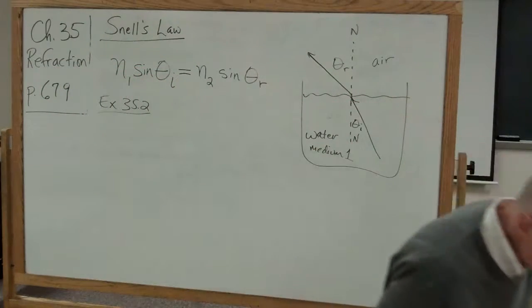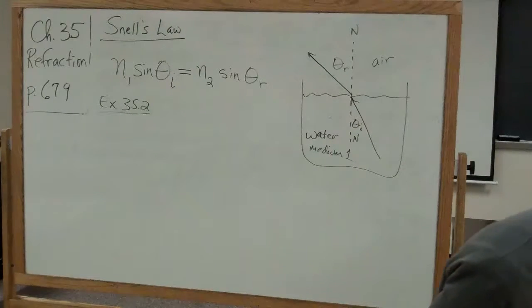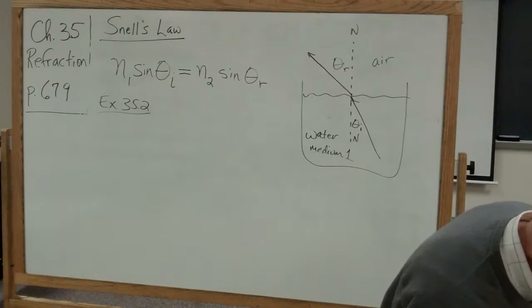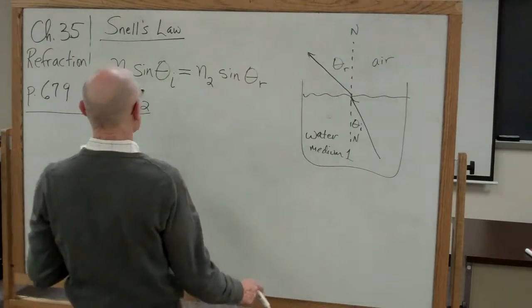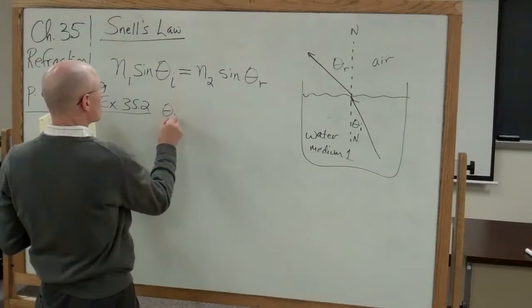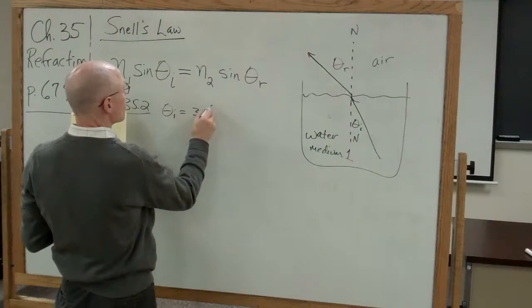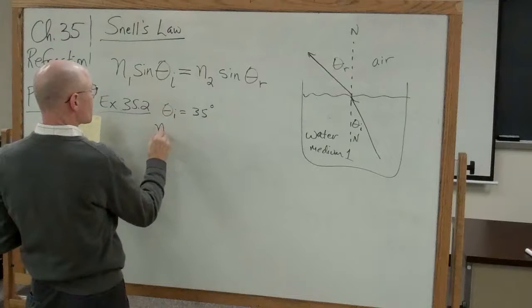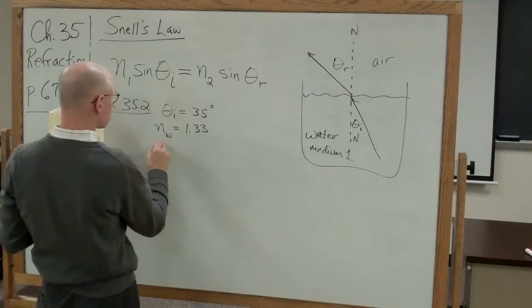So the question in this example is, we have an angle of incidence of 35 degrees. What is the angle of refraction? And from your table earlier in the chapter, index of refraction is given for water as 1.33. So we're given angle of incidence equals 35 degrees. The index of refraction for water is 1.33.